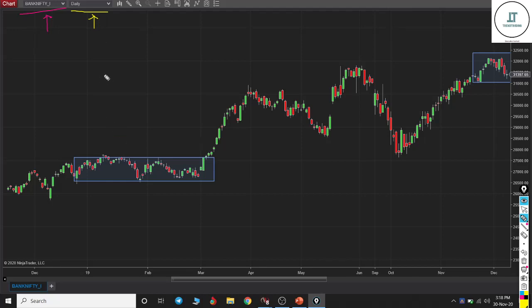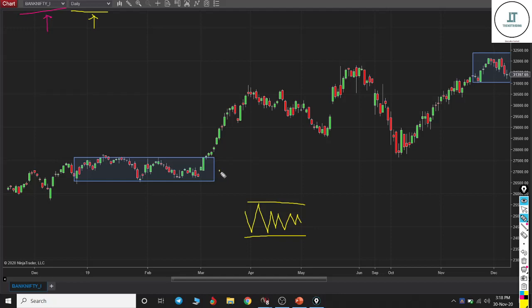First of all, there are a total of four major phases: accumulation, markup, distribution, and markdown. So now, first and foremost, we need to identify a range, a tight range-bound market in a daily time frame, to understand or to find a market cycle.